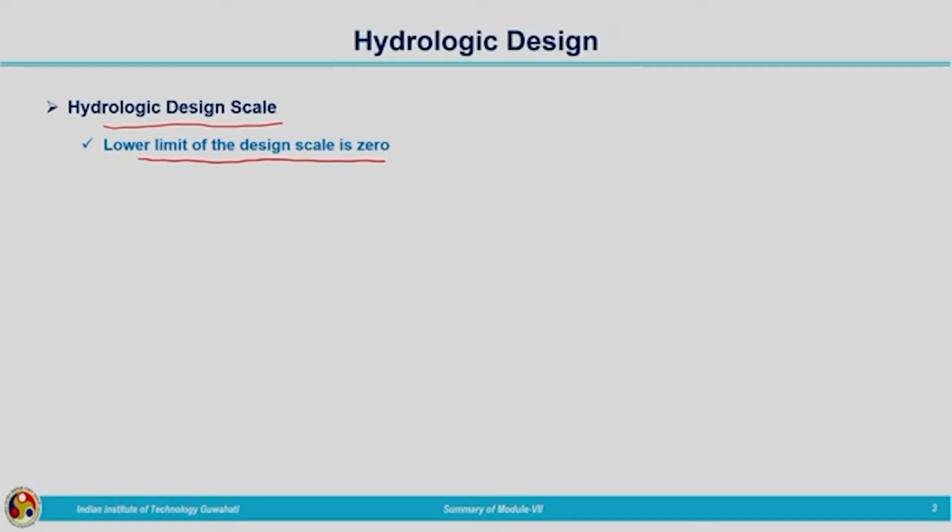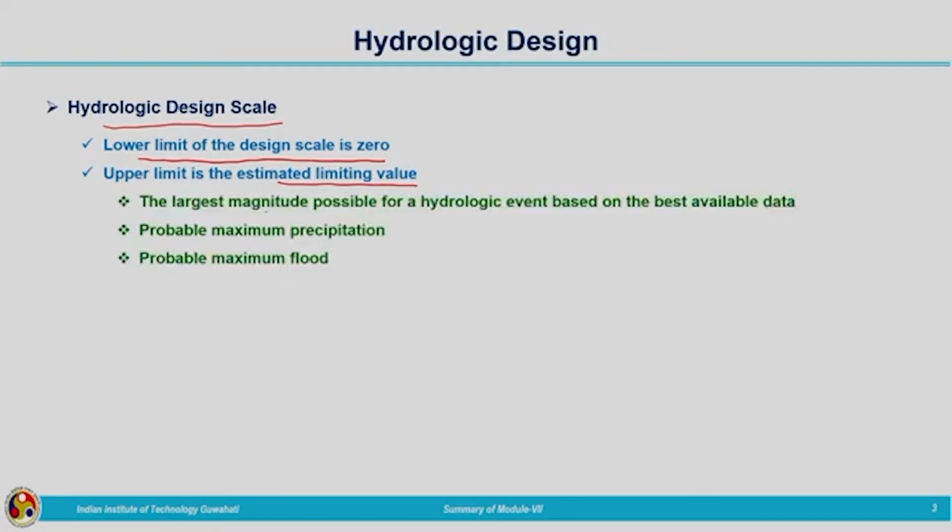But when we talk about the maximum value, where it should be limited, that we have seen with the help of an estimated limiting value. The upper limit is decided based on the estimated limiting value. So, the largest magnitude possible for a hydrologic event is determined based on the best available data. Different ways are there to determine the upper limit. One way is to determine the magnitude of that event by making use of the past data, that is, by means of frequency analysis.